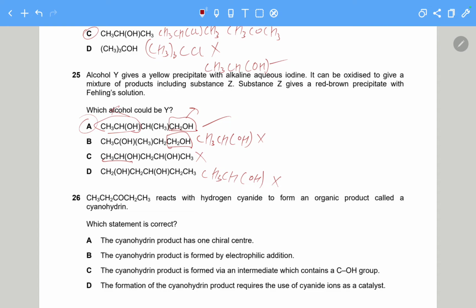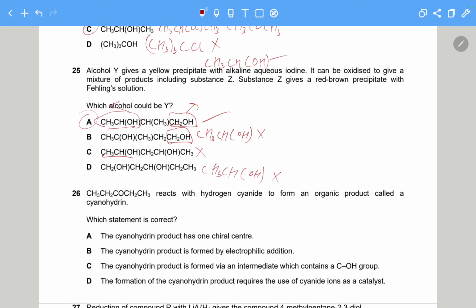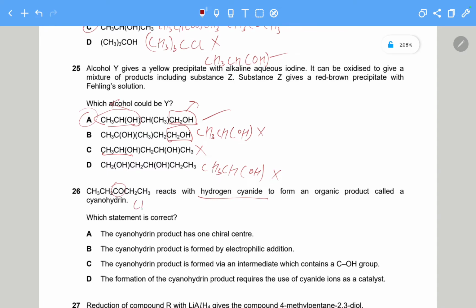Question 26. CH3CH2COCH2CH3 reacts with hydrogen cyanide to form an organic product called a cyanohydrin. Before we jump into the options, let's see what we know about these types of reactions. It's a ketone. It reacts with hydrogen cyanide, and automatically we know that this is a nucleophilic addition reaction, and we know that the product is going to be CH3CH2C(OH)(CN)CH2CH3. So we know the product, we know the type of reaction, nucleophilic addition. Now let's jump into the options.